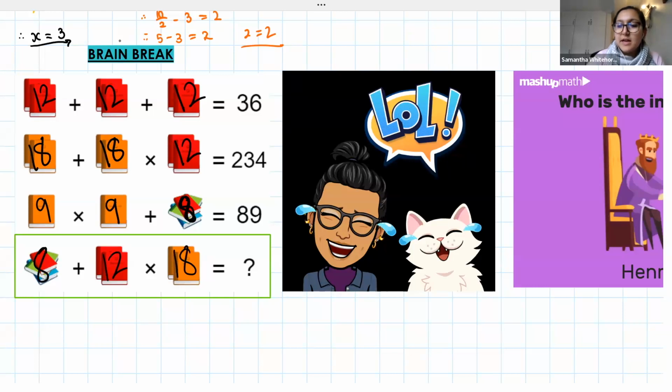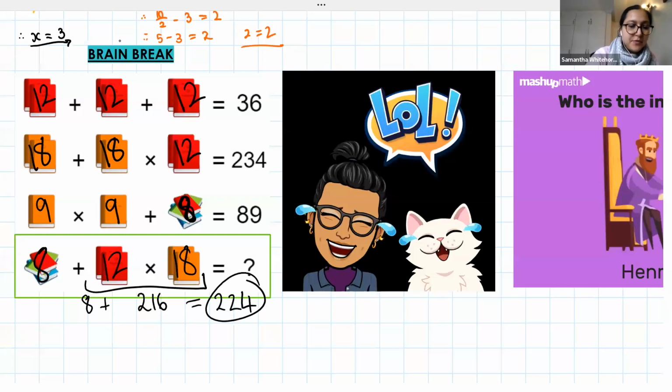Perfect. And what do we need to remember to do first in the last step? The times or the plus? The plus. No, the times. I forgot the times. Oh, you're right. Good. Don't doubt yourself. So guys, we multiply first, which is 216, plus the 8 that Sinyane gave us, which gives us the 224.